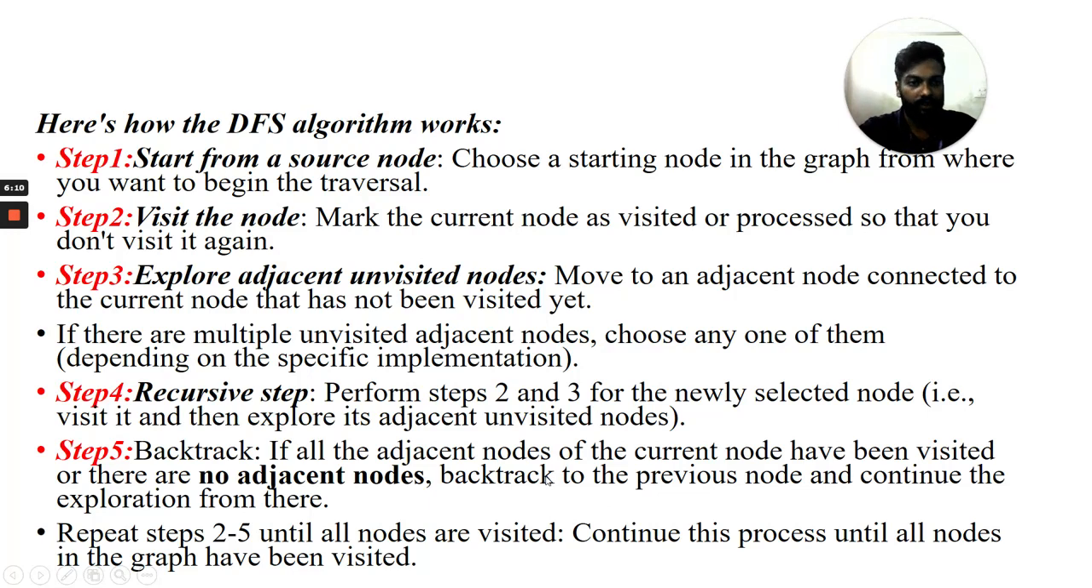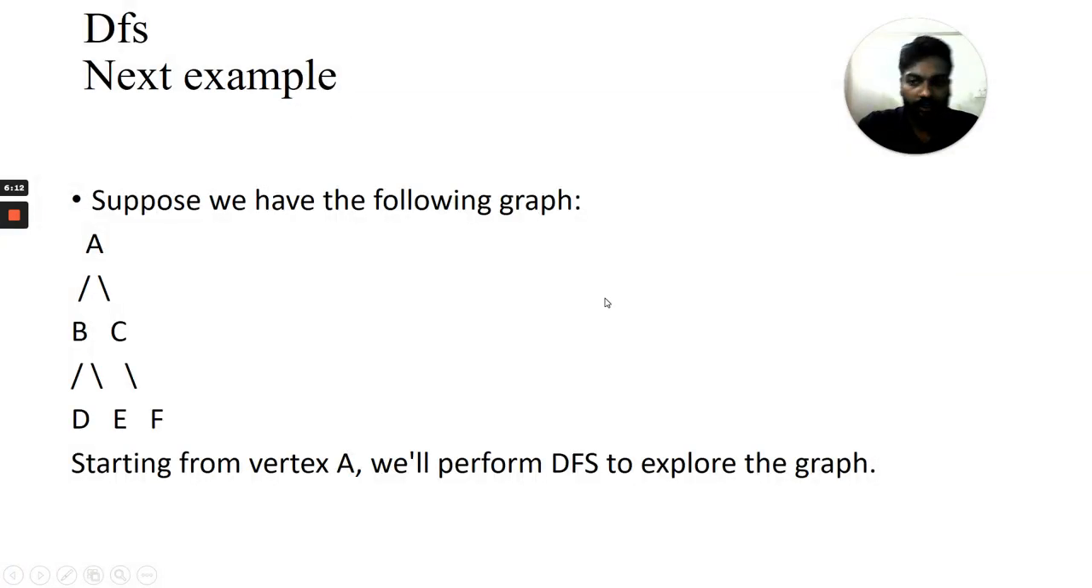And next, we will discuss an example. Suppose we have the following graph. This one is the example. This is A, B, C, D, E, F. This graph is how it works, we will explain now. First, I choose the source node A. Okay, the source node is A.